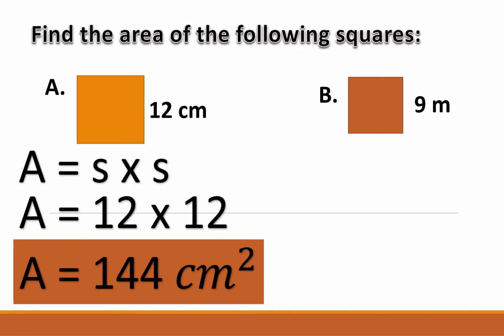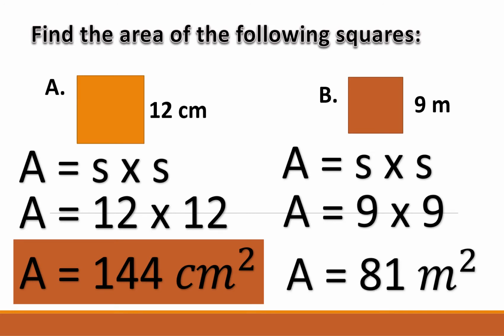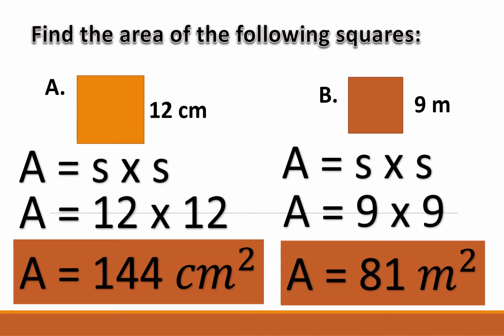Okay, this time the side is 9 meter. Let us see if 81 is the correct answer. Again, the formula is side times the side. By substituting the numbers, we have 9 times 9. And 9 times 9, we already know that it is equal to 81. So the answer is 81 square meter. Okay, nice one, class.